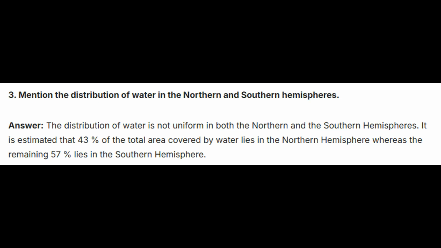Third, mention the distribution of water in the northern and southern hemisphere. Answer: the distribution of water is not uniform in both the northern and the southern hemispheres. It is estimated that 43% of the total area covered by water lies in the northern hemisphere, whereas the remaining 57% lies in the southern hemisphere.